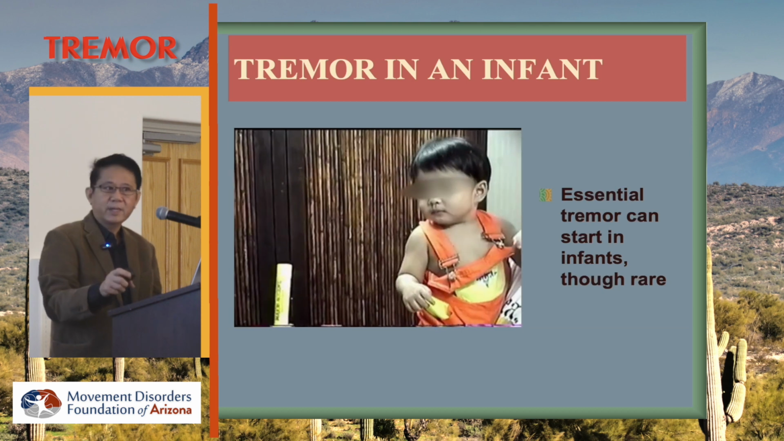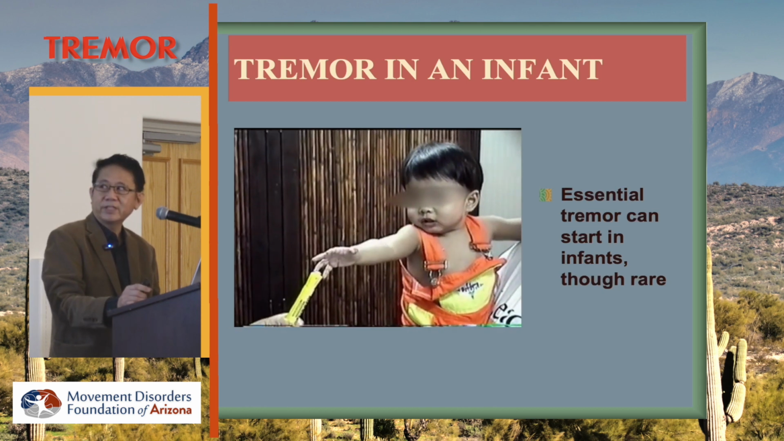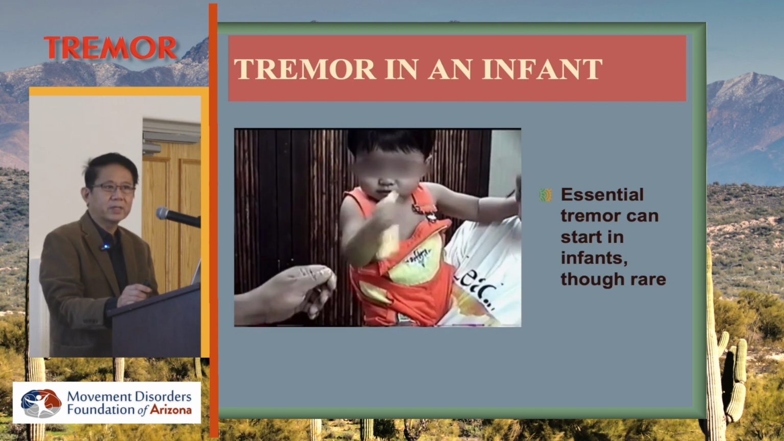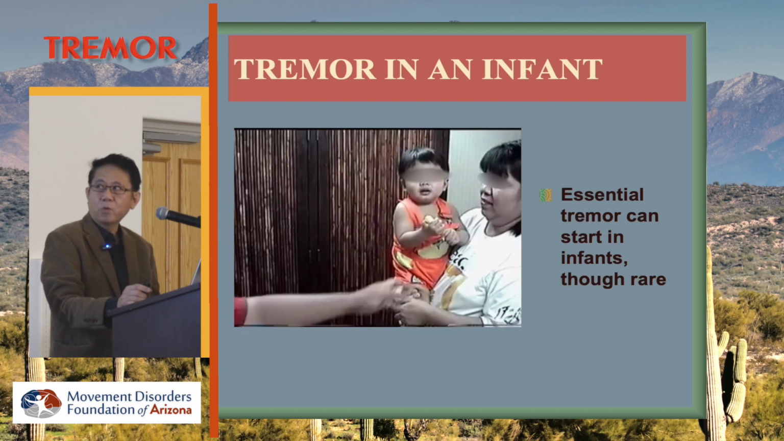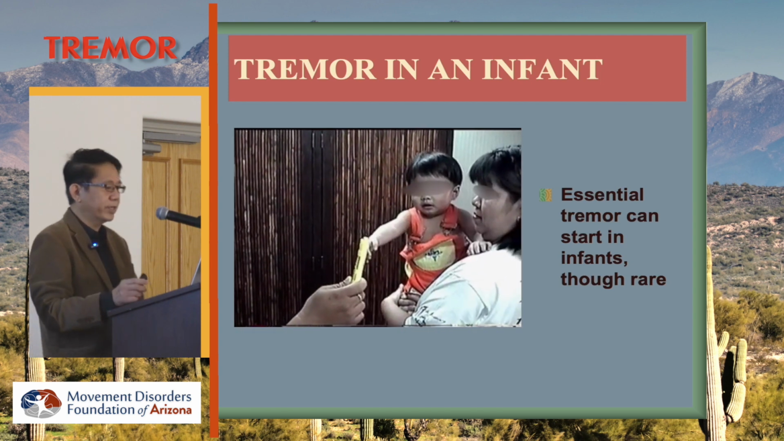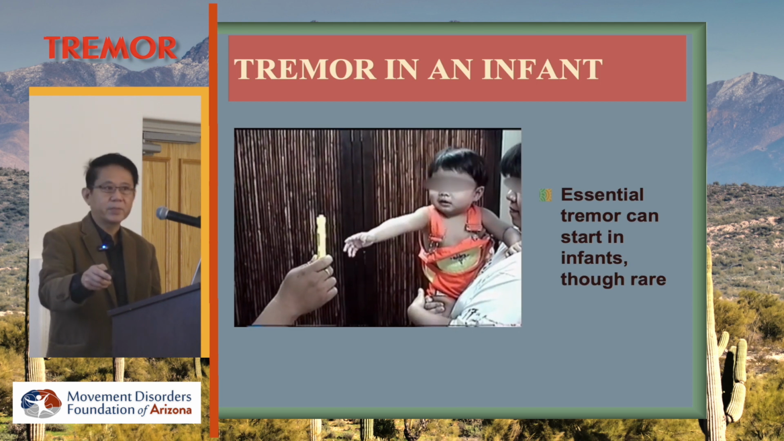Now, rarely I see patients with tremor as early as their infancy. So this is called infantile tremor. It's pretty rare. In fact, this particular condition is most commonly seen in patients with family histories of tremor, particularly central tremor. Very rare condition. More commonly seen in the Asian population.